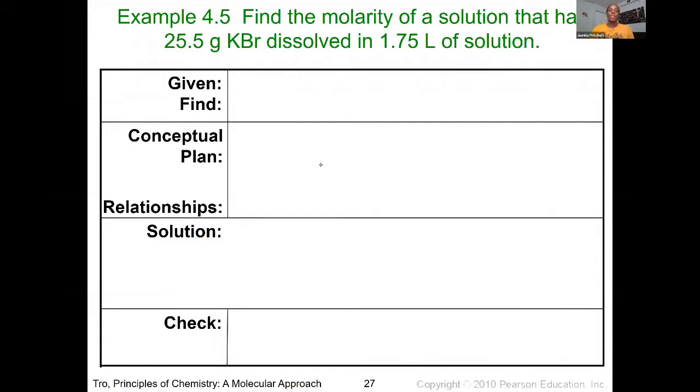So let's try a few examples. It says find the molarity of a solution that has 25.5 grams of KBr, potassium bromide, dissolved in 1.75 liters of solution. So just to remind ourselves, the formula for molarity is the moles divided by the volume of the solution. And so we can see we have some information provided for us. We know the volume of the solution, and it's in proper units of liters.